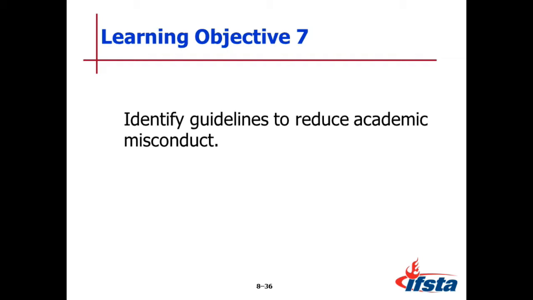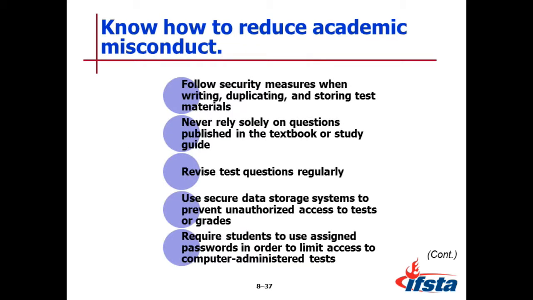Objective 7. Identify guidelines to reduce academic misconduct. So let's talk about how to reduce that. Follow security measures when writing, duplicating, and storing test materials. Never rely solely on questions published in the textbook or the study guide. Revise test questions regularly. Use secure data storage systems to prevent unauthorized access to tests or grades. Require students to use assigned passwords in order to limit access to computer-administered tests.